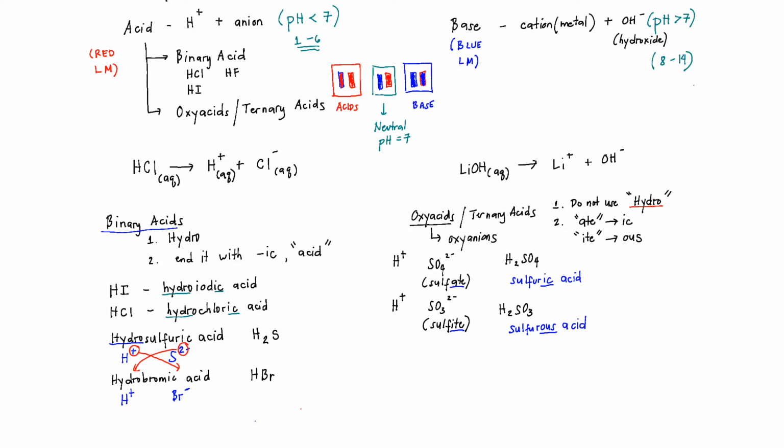So, let's have another example. We have here the nitrate and the nitrite. So, say for example, this one would be the nitrate. And then this one will become nitrite.